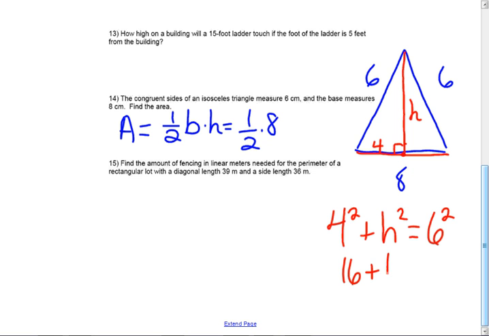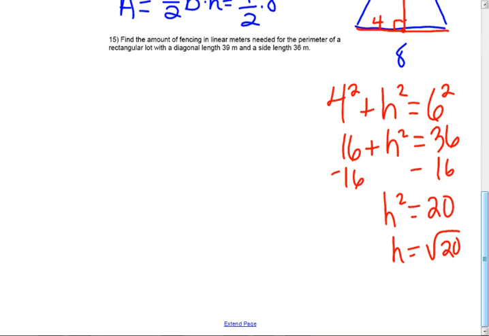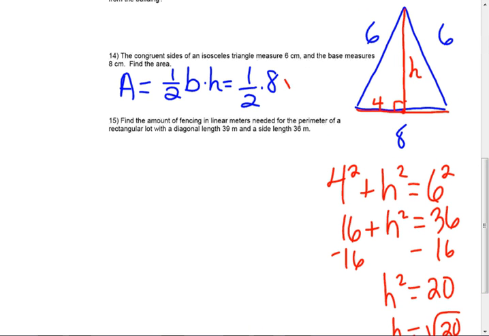16 plus h squared equals 36. And if you subtract 16 from both sides, h squared equals 20. So h equals the square root of 20. My answer is exact. Half of 8 is 4, so it's 4 square root of 20. You could simplify that square root of 20. I don't really care. Or you could change it to a decimal. I don't care about that either. I couldn't do the problem, so I drew the picture. And you don't really know that about the altitude of a triangle.